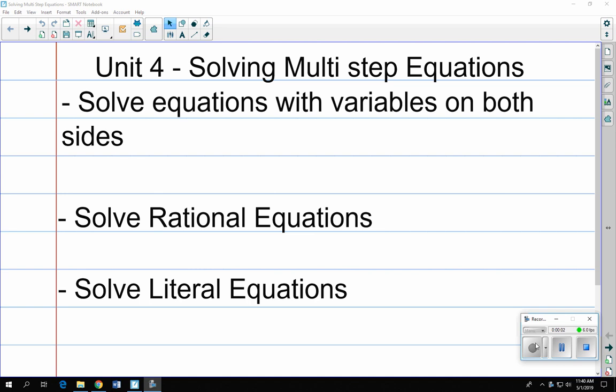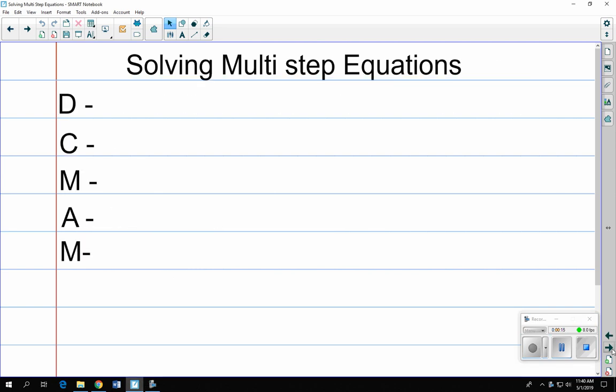Good morning and welcome to the Unit 4 Solving Multi-Step Equations review. In this unit, we are going to be able to solve equations with variables on both sides, solve rational equations, and solve literal equations. To start out, we are going to talk about a way that we can remember how to solve these equations and the steps that we are going to take to solve them.